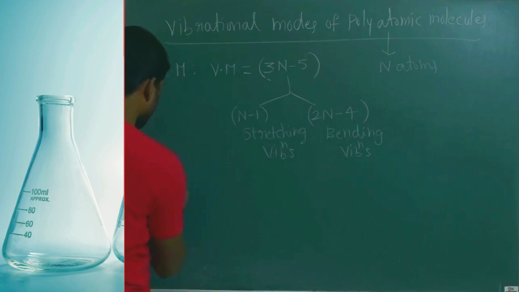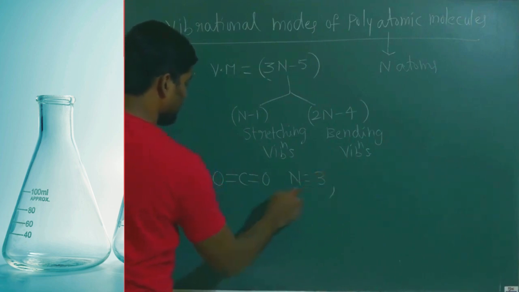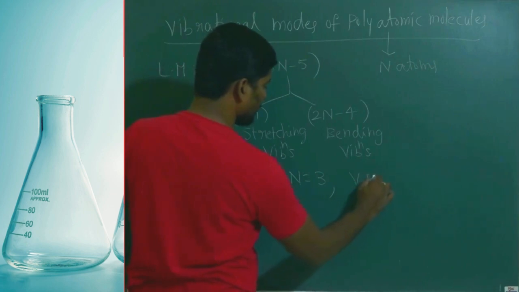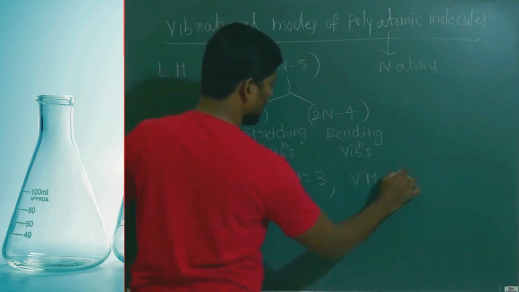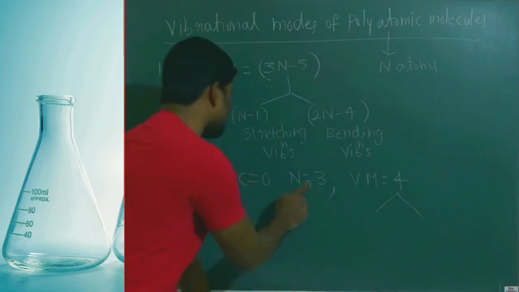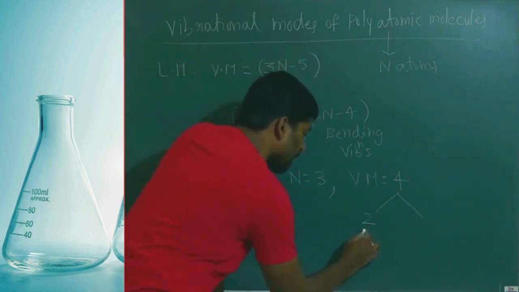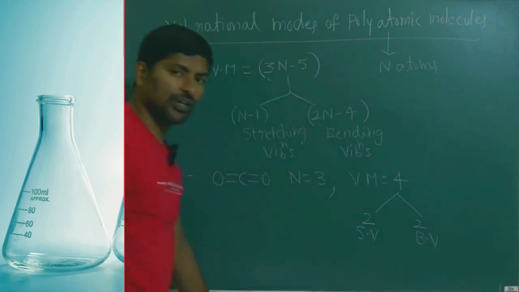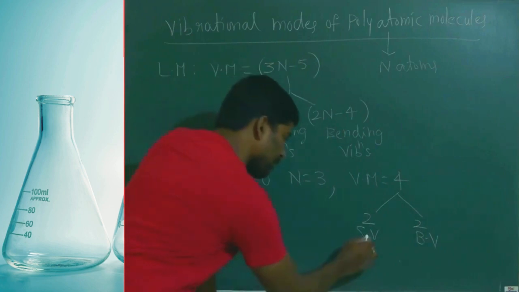If you see an example, I am taking the linear molecule CO2. How many atoms are there? The number of atoms is 3. So the number of vibrational motions is 3n minus 5, 9 minus 5, that is 4. Out of 4, how many are stretching vibrations? 3 minus 1, that is 2, are stretching vibrations and 2 are bending vibrations.